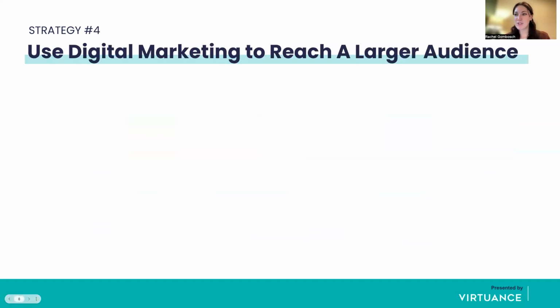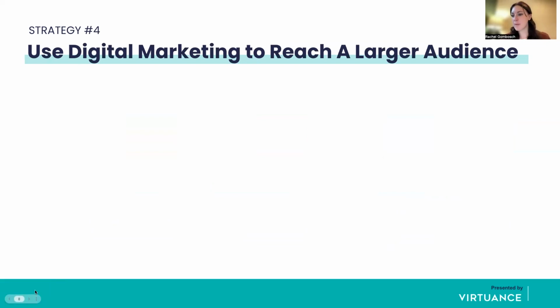And then our final strategy number 4 is going to be using digital marketing to reach a larger audience. So in today's digital age, online marketing is really just a cost-effective way to reach a larger audience. So these strategies are going to be budget friendly because they allow you to control your budget and focus your efforts on specific target audiences.